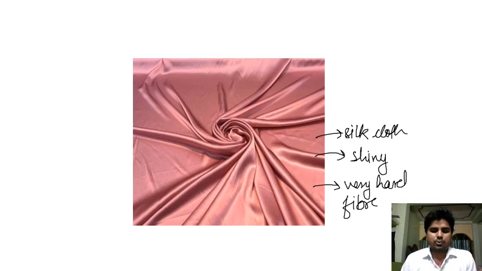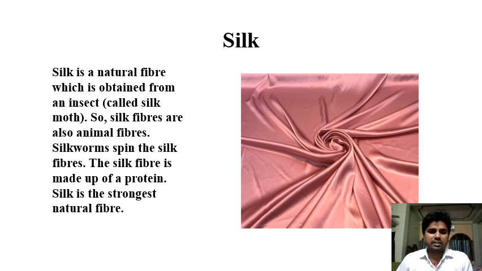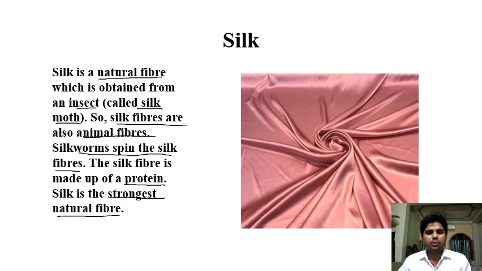Okay, so see students, silk is a natural fiber. That means we get silk from nature, which is obtained by an insect called the silk moth. So silk fibers are also animal fibers. Silkworms spin the silk fibers. The silk fiber is made up of protein. Silk is the strongest natural fiber. So we can say that silk is obtained from the silk moth, and it is also known as animal fiber.